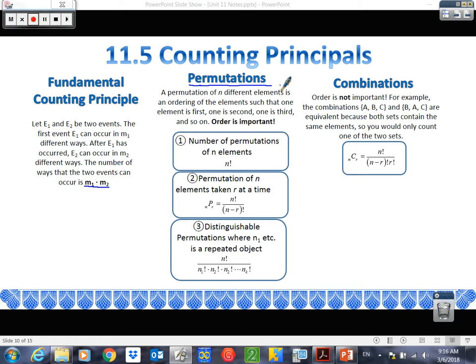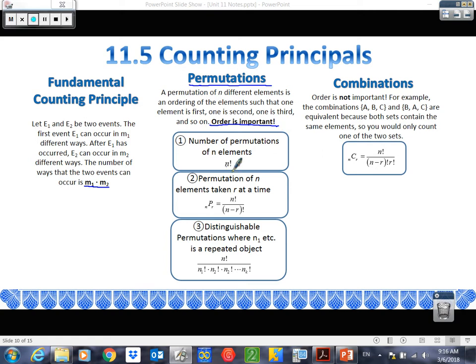Would the order I chose you in matter? Yeah, it would, right? Because it would be different if I chose you in a different order, because the first person would be the president. So that's where order is important. That would be a permutation. Order is important. I'm choosing 3 people, but it does matter which order I choose you in. So there's 3 different types of permutations we'll be looking at.